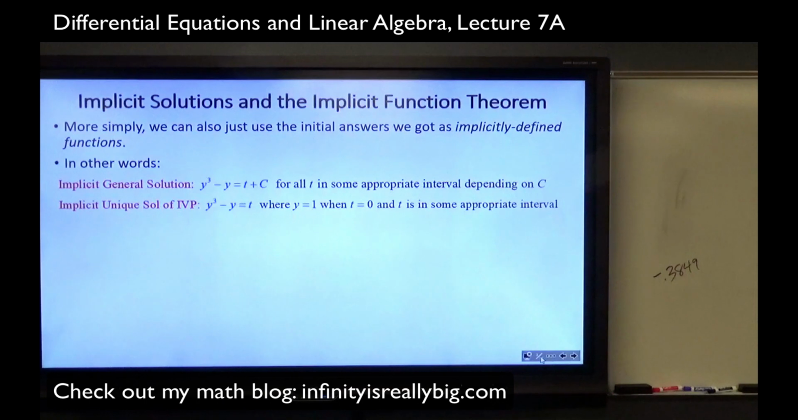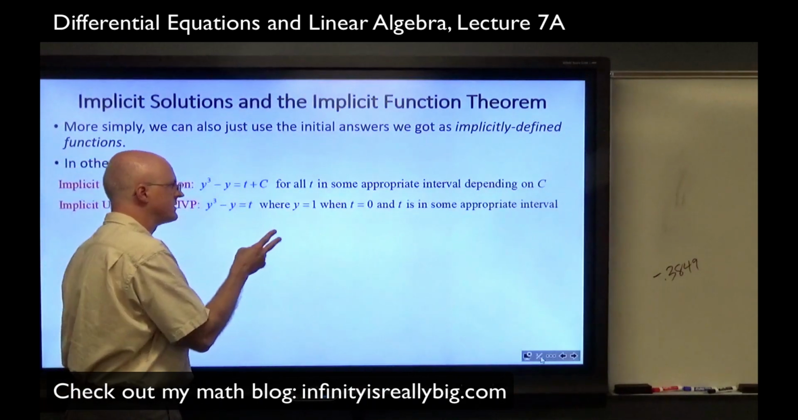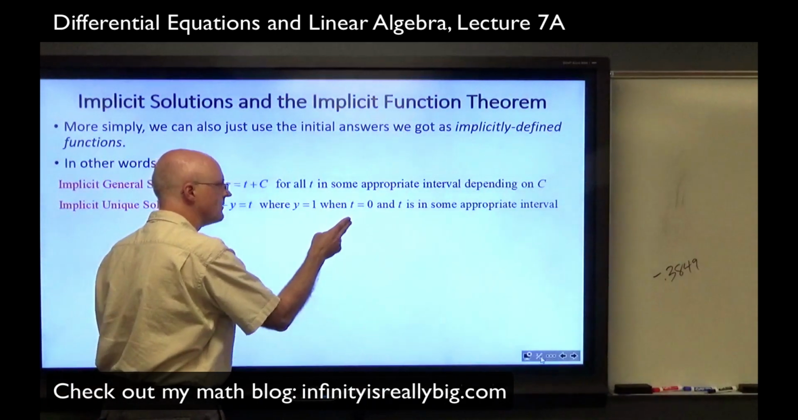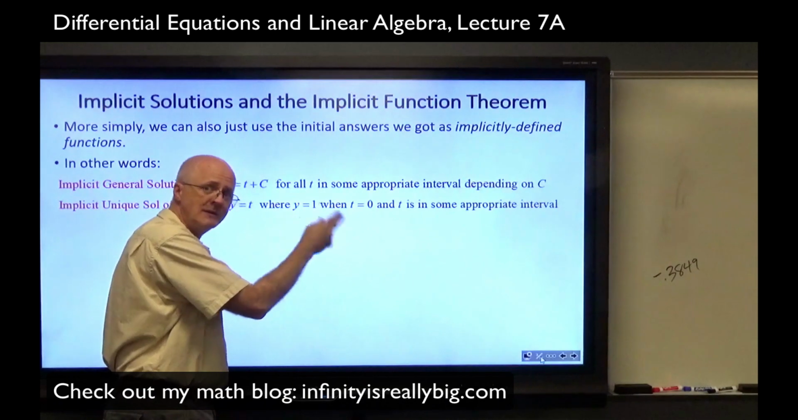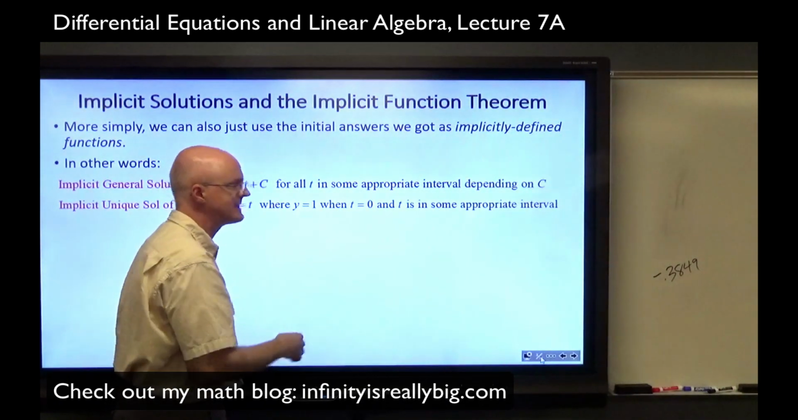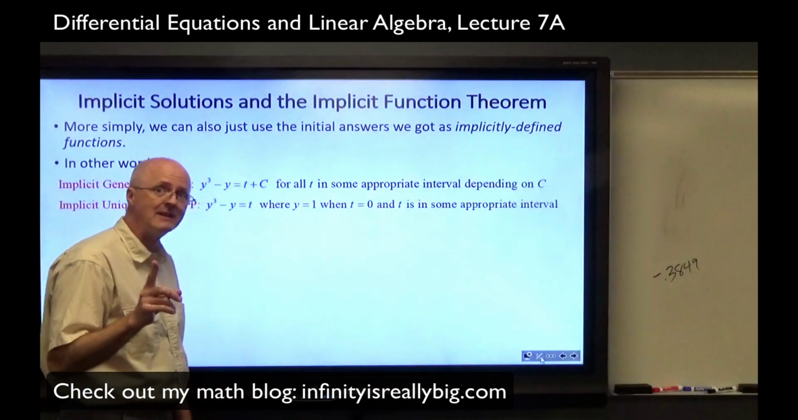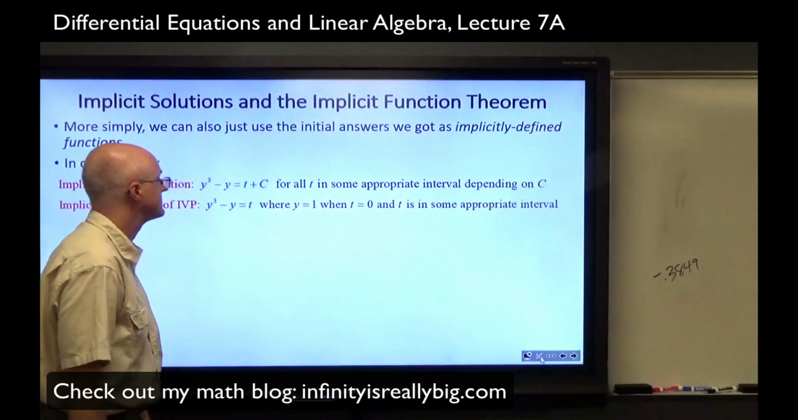And my implicit unique solution of the IVP is y cubed minus y equals t. C ended up being 0. Where I'm thinking about this particular initial value problem, y is 1 when t is 0. Again, you could also do y is 0 when t is 0, or y is -1 when t is 0. And again, t is in some appropriate interval. We're not specifying what it is. We're going to see graphically that you can estimate what the interval is from a graph.